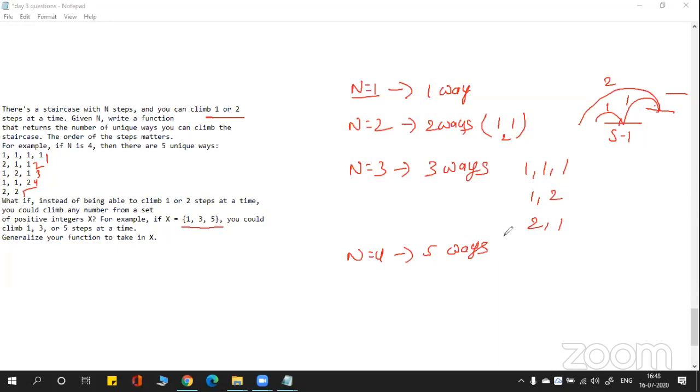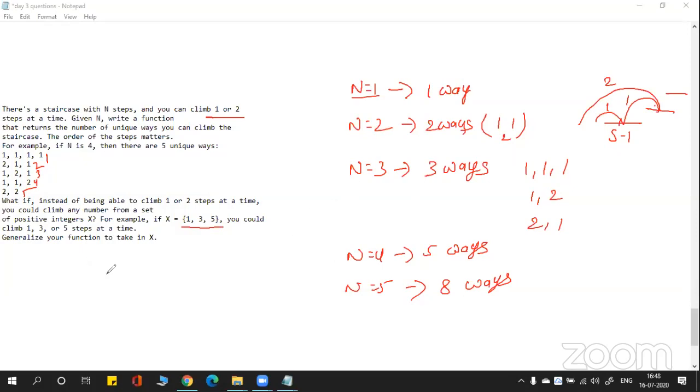If you already know the logic, then try to write a program and send me. I'll check in the chat box. So when n is equal to 5, can anyone tell me how many ways there will be? Yes, you'll actually get 8 ways. So when n is equal to 5, 8 ways.